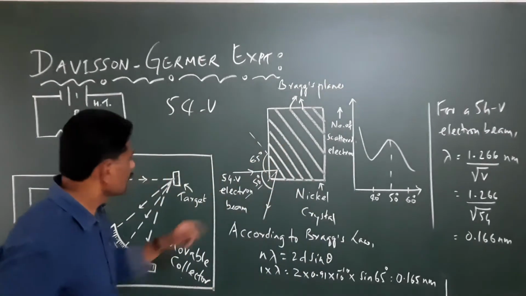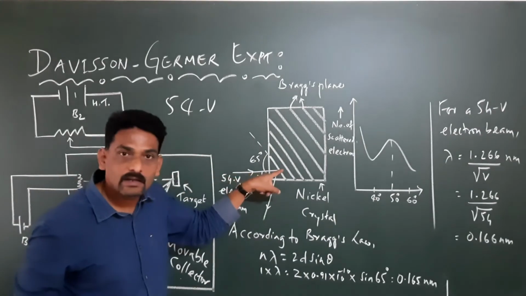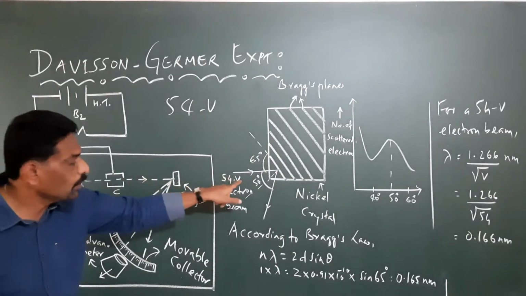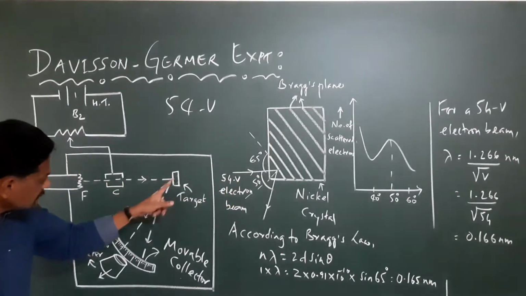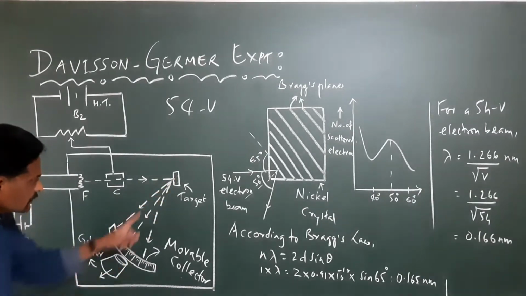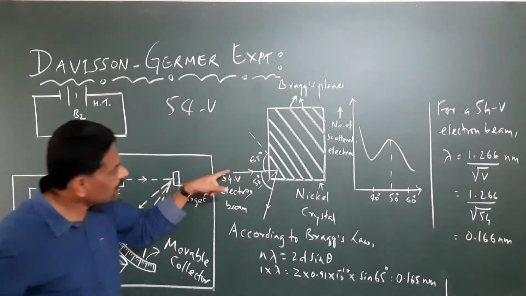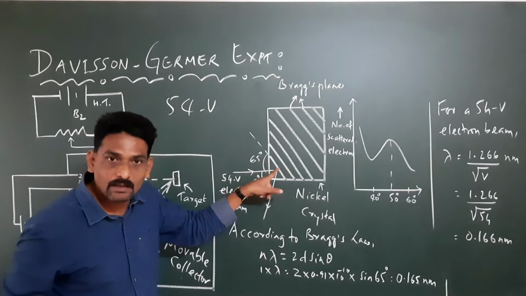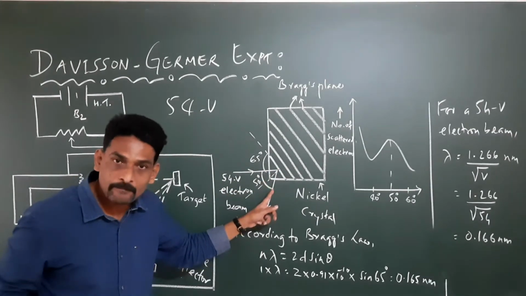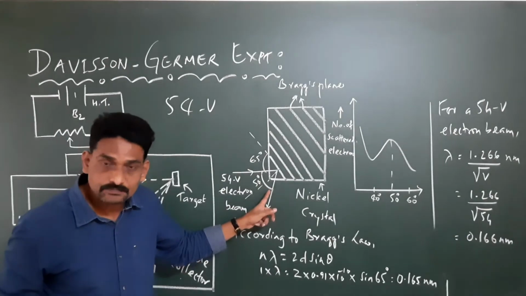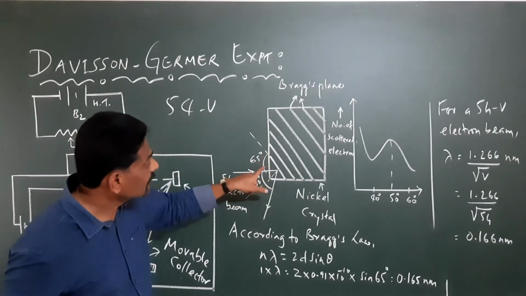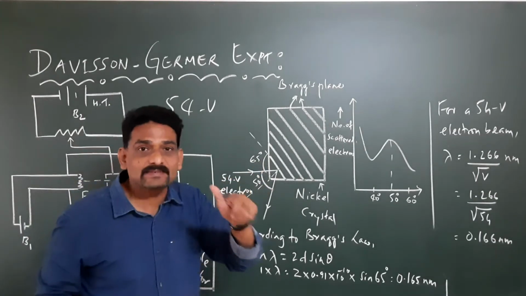So here, this is the incoming electron beam of 54 volt. It underwent scattering here. What is the incoming direction? The scattered direction. What is the angle between these two? The angle between the incoming beam and the scattered beam is of the order of 50 degrees. So if this is 50 degrees, then what is this angle? This angle is what is known as Bragg's angle.